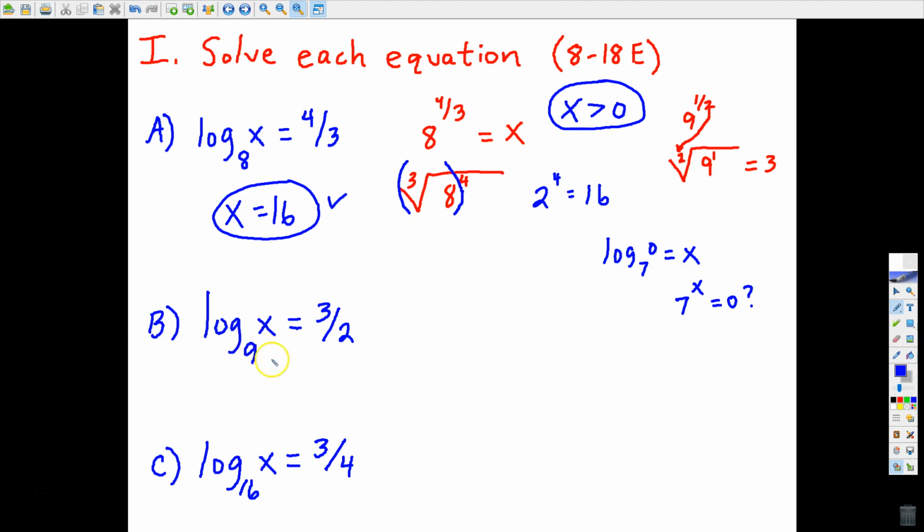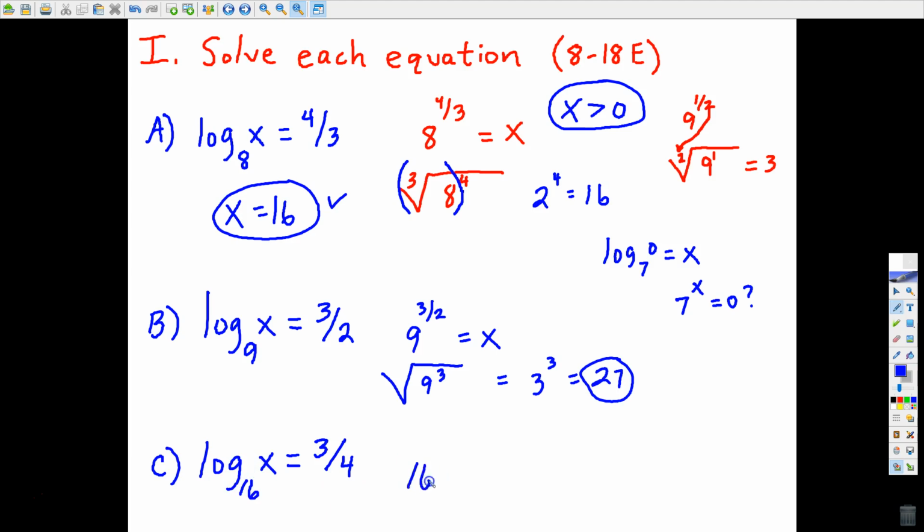Okay, letter B. In exponential form, it would be base 9 raised to the exponent 3/2 will give us our answer. In radical form, that's the same thing as the square root of 9 cubed. Just think of it in two pieces. The square root of 9 is 3, and 3 cubed is 27. My answer here definitely satisfies the domain of being greater than 0. So my answer for letter B is 27. Letter C, same thing.